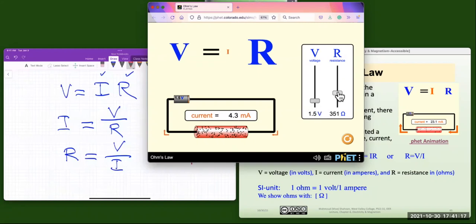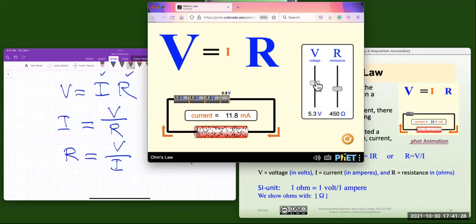All right? Or if you have, say, a fixed resistor here, let's put this right there, and I increase the voltage, my current increases. So you see how it works? You can use this animation to try it yourself.